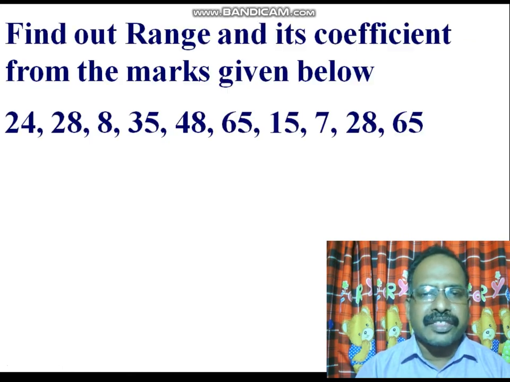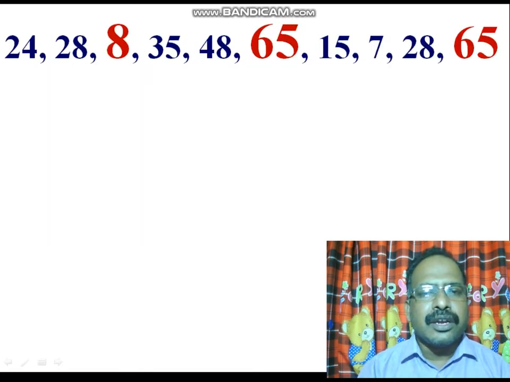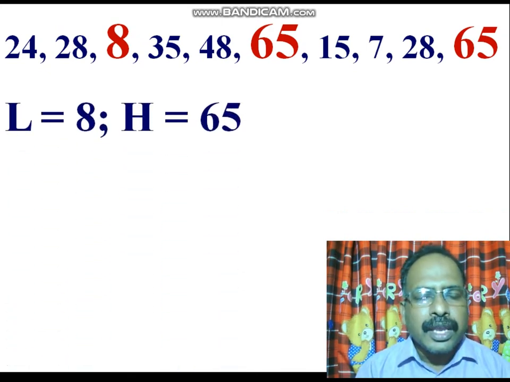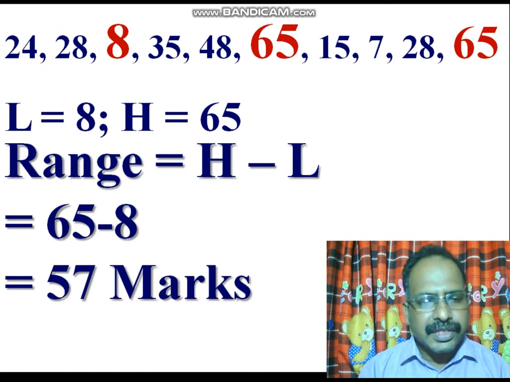I shall illustrate with an example. Find out the range and its coefficient from the marks given below. We are given 24, 28, 8, 35, 48, 65, 15, 7, 28 and 65. Which is the lowest item? It is 8. Which is the highest item? It is 65. Therefore, L is equal to 8, H is equal to 65. Range is equal to H minus L, 65 minus 8, 57 marks.